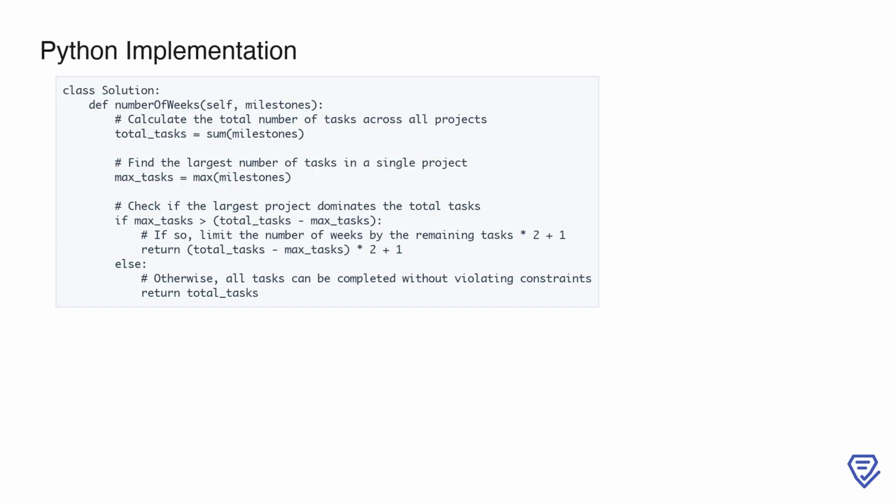The solution is efficient with a time complexity of O(n), where n is the number of projects, as it involves a single traversal to calculate the sum and find the maximum. The space complexity is O(1), as no additional data structures are used beyond simple variables. This approach ensures correctness while adhering to the problem's constraints.